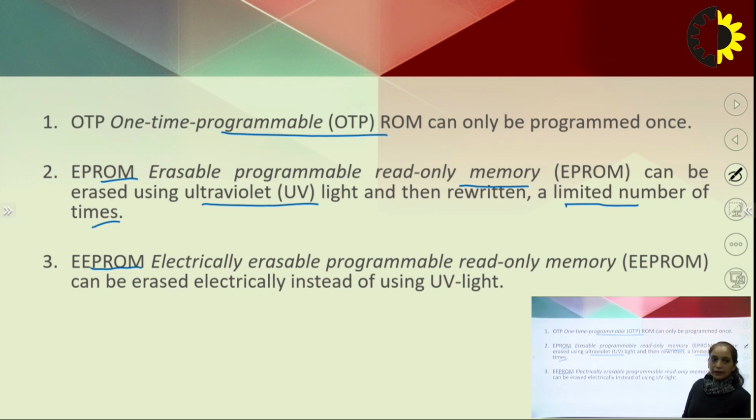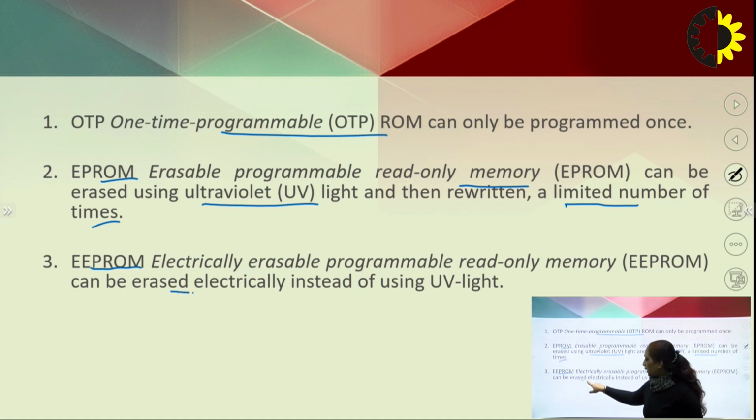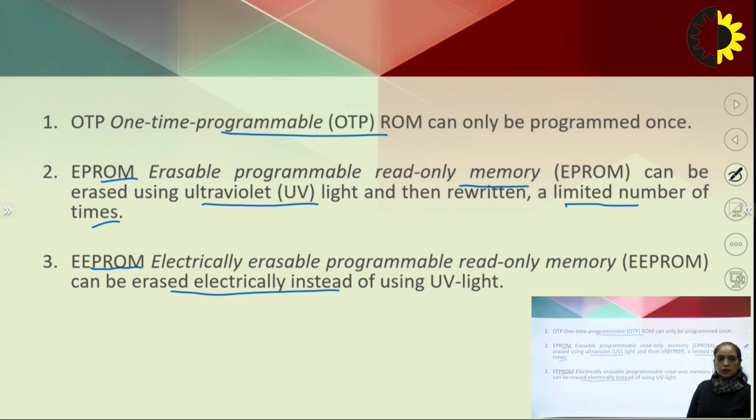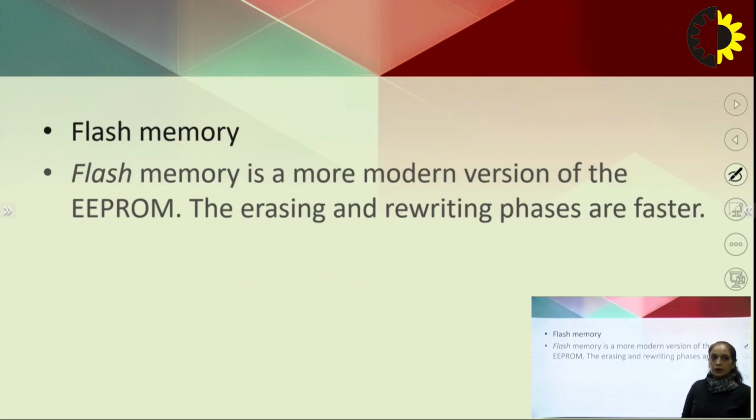In case of electrically erasable programmable read-only memory, it can be erased electrically instead of using UV light. Lastly, we have flash memory. Flash memory is the more modern version of the electrically erasable programmable read-only memory. The erasing and rewriting phases are faster as compared to other memory ICs. So this is some basic classification of read-only memory.